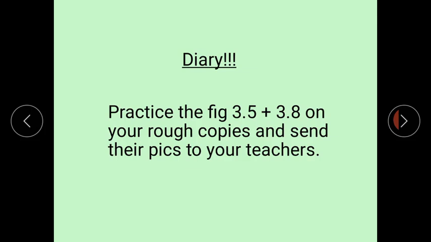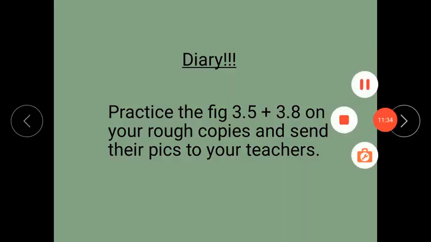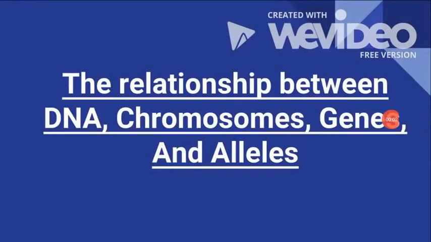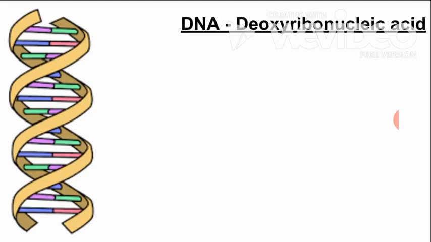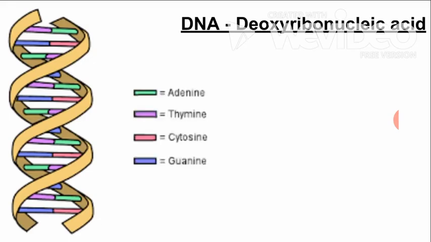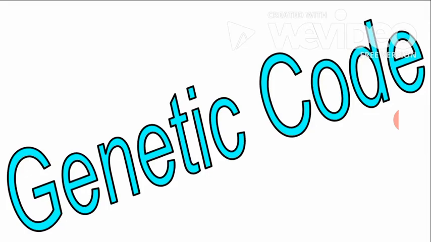Now we will watch a video on the relationship between DNA, genes and chromosomes. The relationship between DNA, chromosomes, genes and alleles. DNA stands for deoxyribonucleic acid. Every living organism contains DNA. DNA is made up of four chemicals: adenine, thymine, cytosine, and guanine. The four letters A, T, C, and G can be arranged to make words or instructions. This is known as the genetic code.